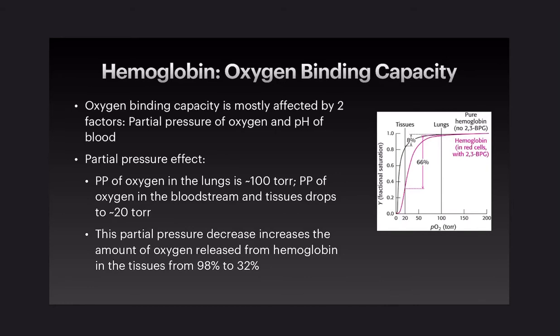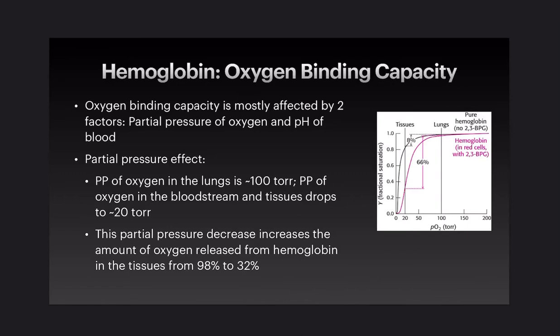Oxygen binding capacity is mostly affected by 2 factors: the partial pressure of oxygen in whatever environment we're talking about, and the pH of the blood in whichever environment we're talking about. So when we're talking about partial pressure, the partial pressure of oxygen in the lungs is about 100 torr, while the partial pressure of oxygen in the bloodstream and tissues drops to about 20 torr, depending on how far away we are from the lungs. So this partial pressure decrease increases the amount of oxygen released from the hemoglobin. So it decreases the affinity of the hemoglobin oxygen complex. So the oxygen will be released from the hemoglobin and it'll move back into that T state.